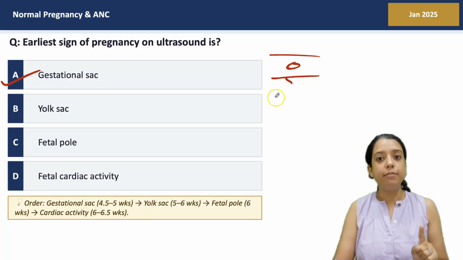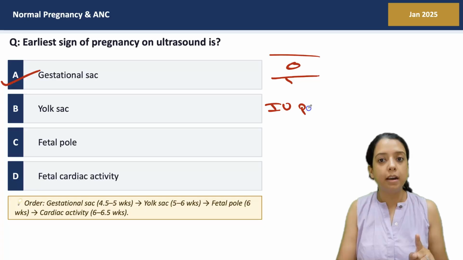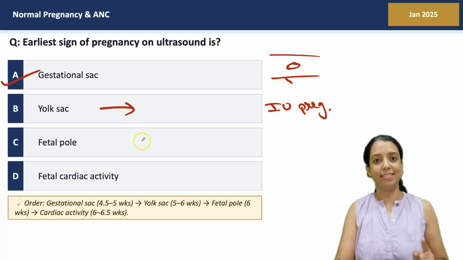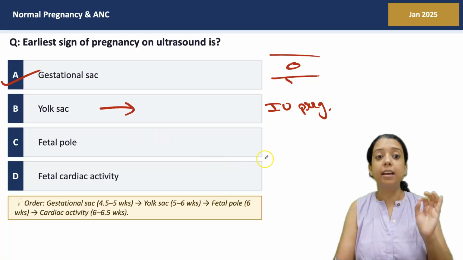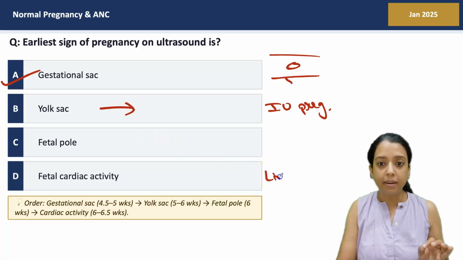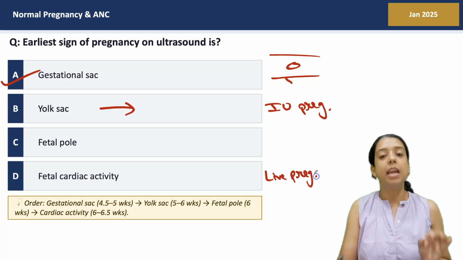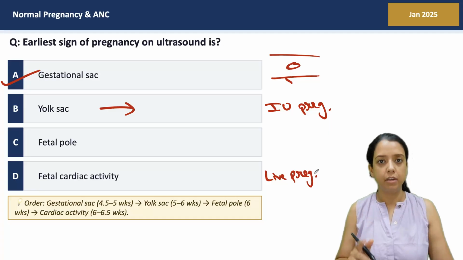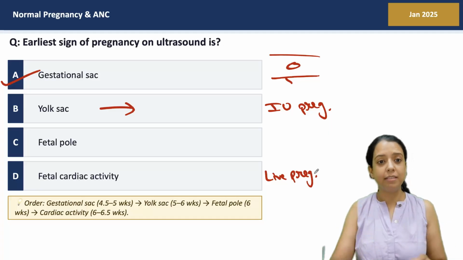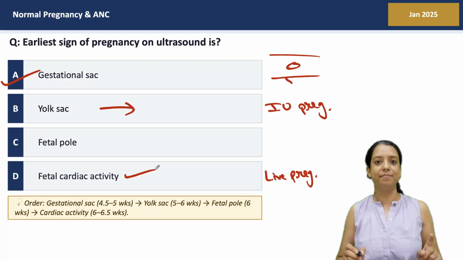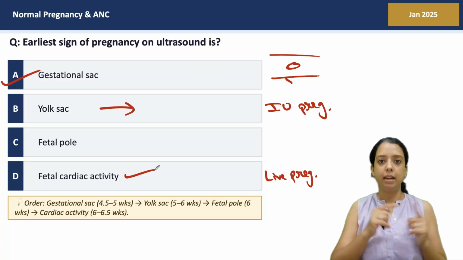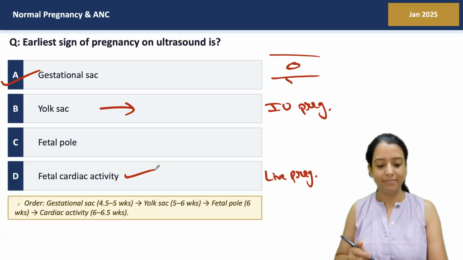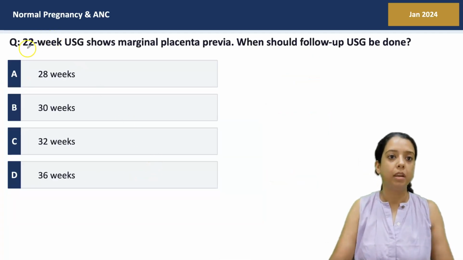The earliest sign that confirms intrauterine pregnancy is the yolk sac. If the yolk sac is seen, it means your pregnancy is in the uterus. But that doesn't confirm it is live. The first sign of live pregnancy is fetal cardiac activity. So remember these: the earliest sign of intrauterine pregnancy and the earliest sign of a live pregnancy.